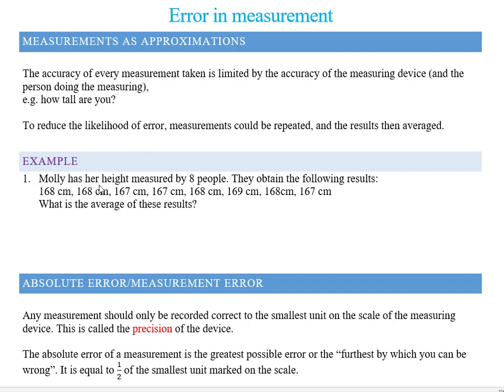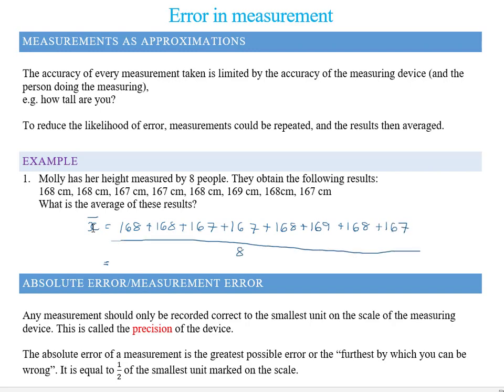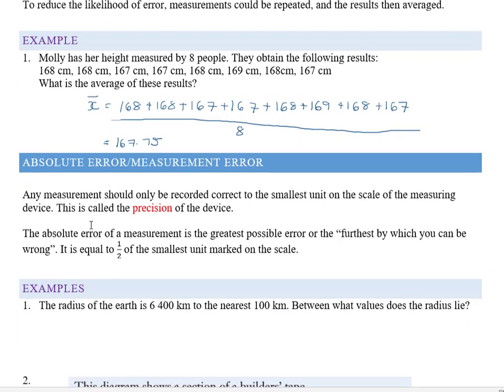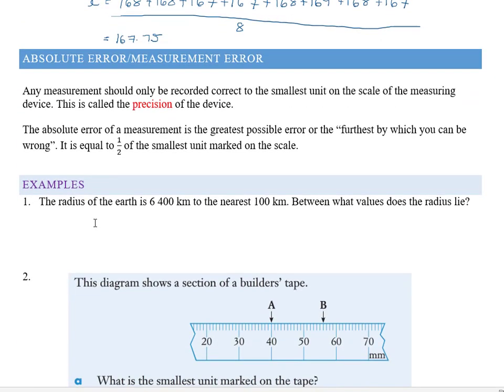So what we could do is measure a lot of heights and then find an average. Molly's having her height measured by 8 people, and here are all the different ways her measurements came out. To find the average, a way of writing average is x bar. To find an average we simply add up all the scores, divide our answer by 8, and we get 167.75.